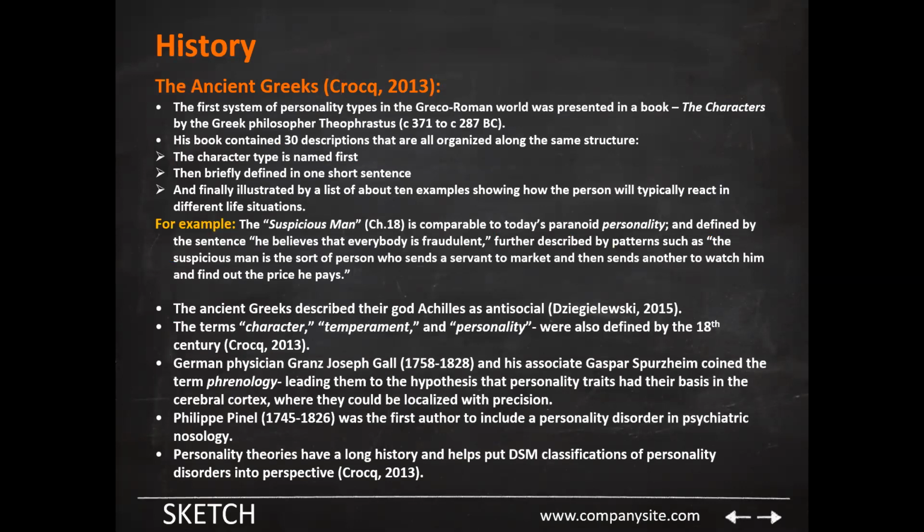The character type is named first, then briefly defined in one short sentence, and finally illustrated by a list of about 10 examples showing how the person will typically react in different life situations. Example, in chapter 18, the suspicious man. It's comparable to today's paranoid personality and defined by the sentence, he believes that everyone is fraudulent.